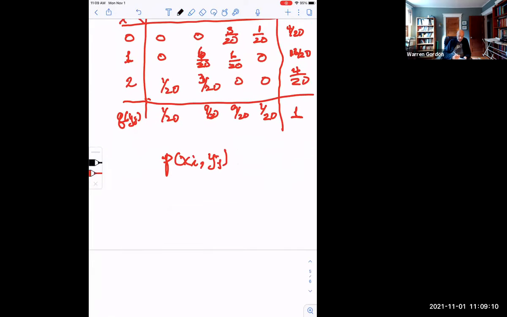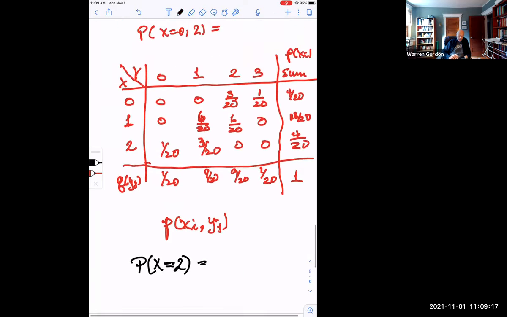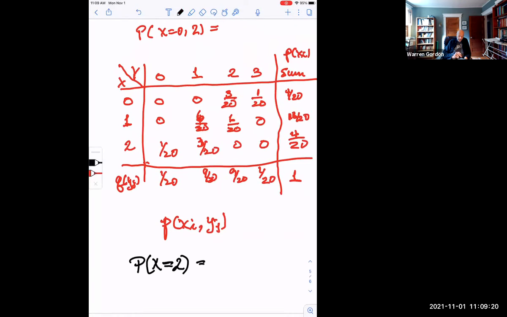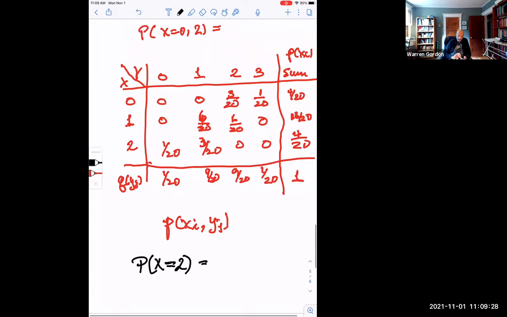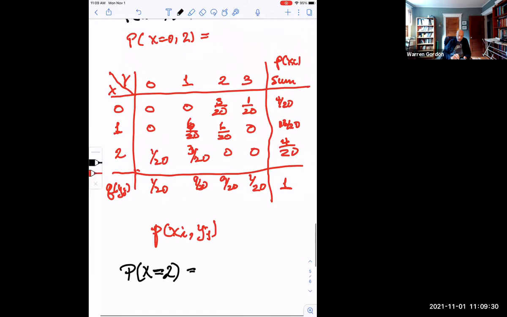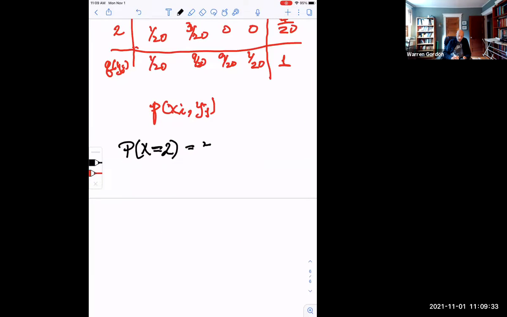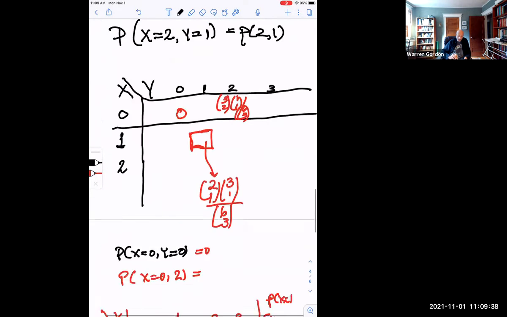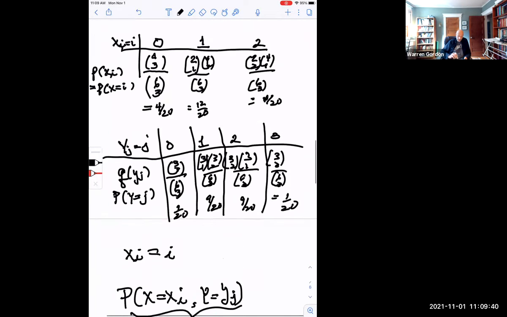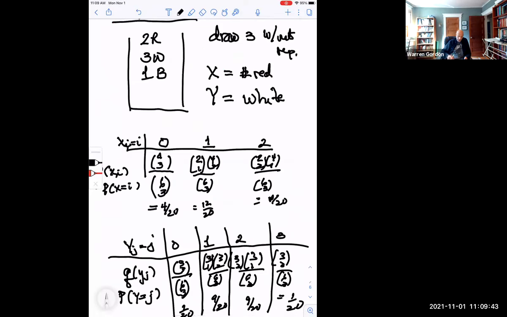So for example, if I want to know the probability that X equals 2, I can get that right from this table as well. X could be 2 a whole bunch of ways, right? X could be 2 and Y could be 0, Y could be 1, and so on. It would be 4 out of 20. By the way, if we look before, when X is 2, did I work it out? Yeah, it's right here, 4 out of 20.